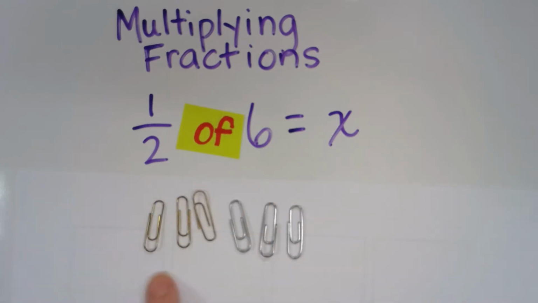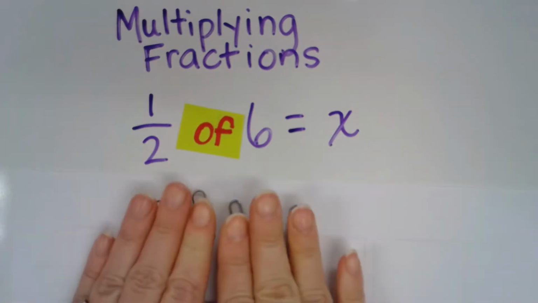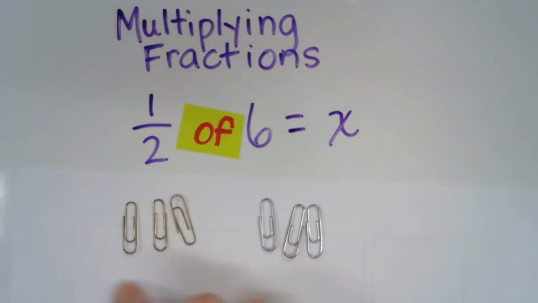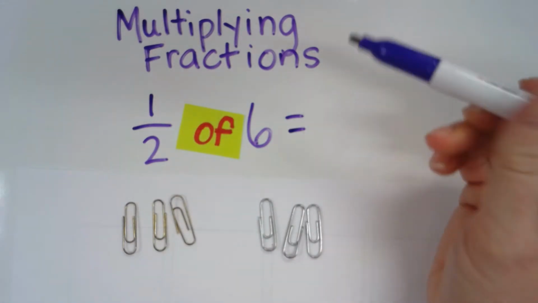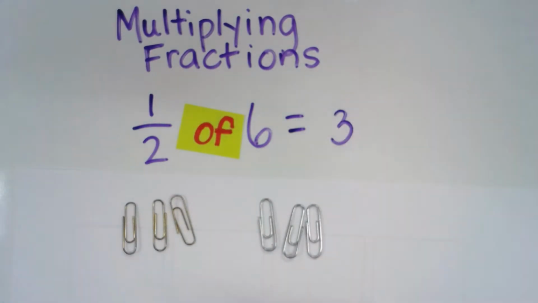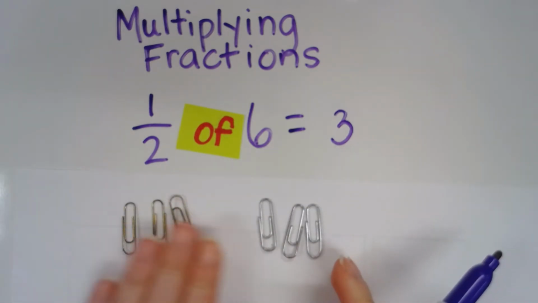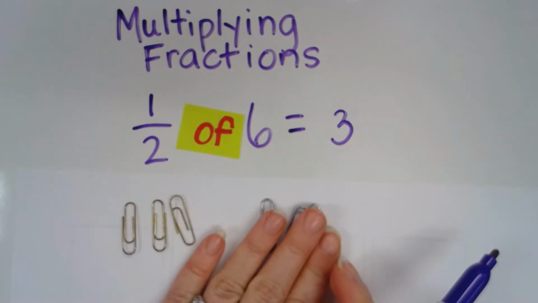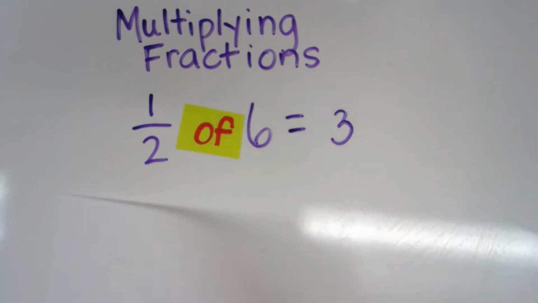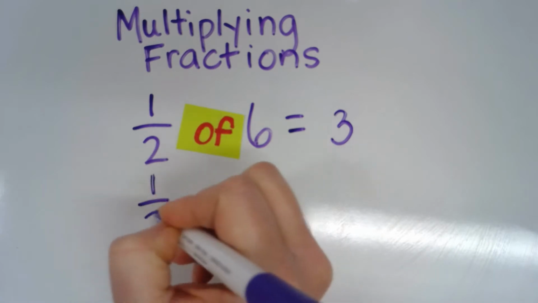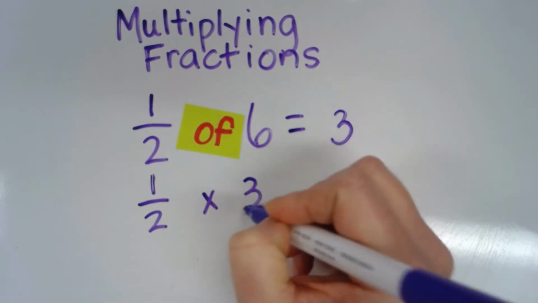Well, with that keyword and our model right in front of us, we can clearly see that 1/2 of 6 is 3 paper clips. I've broken my set of 6 into 2 sets of 3, and 1/2 of 6 is 3. So in this case, I know my solution is 3. 1/2 of 6 is 3. We see this here with our paperclip example. Let's go ahead and do another one. And this time, let's do 1/2 of 3.